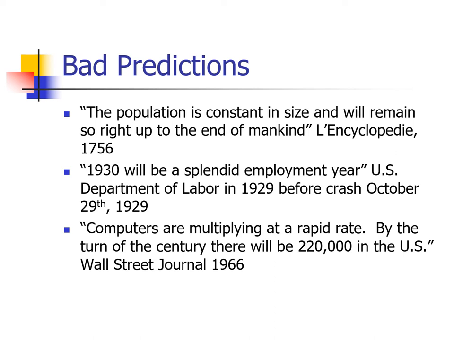All right, here's a bit of a blunder. The U.S. Department of Labor, so our own government statisticians, back in 1929 made the cheerful forecast that 1930 will be a splendid employment year, and of course that was right before the infamous October crash. And then our beloved Wall Street Journal, the Bible of all of us business-minded statisticians, came up with this pretty cool forecast. I feel like their first sentence is reasonably true: computers are multiplying at a rapid rate. By the turn of the century, by the year 2000, there will be as many as 220,000 computers in the US. Could you imagine? Wow. It's hard to extrapolate. It's hard to make predictions of what's going to happen in the future.